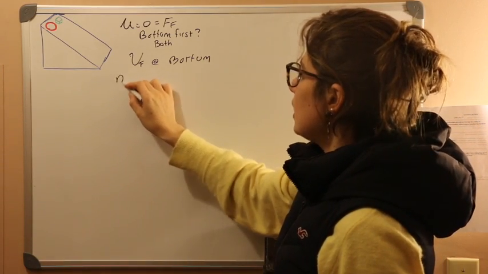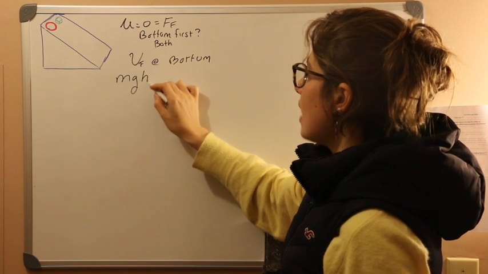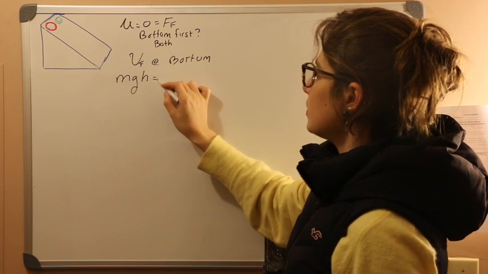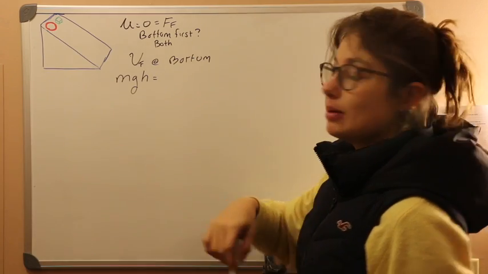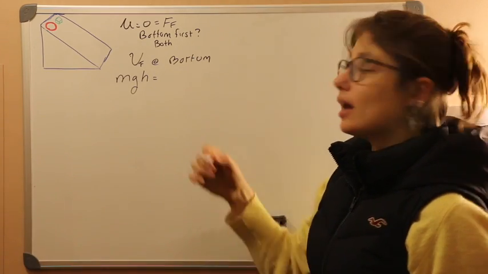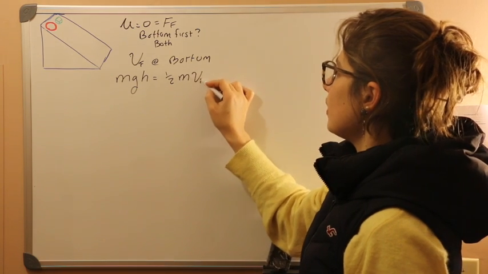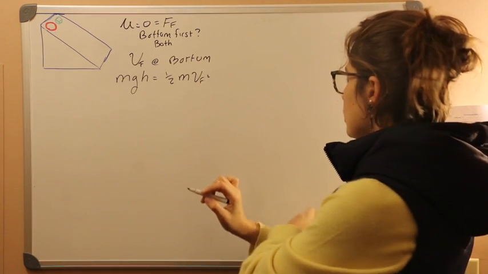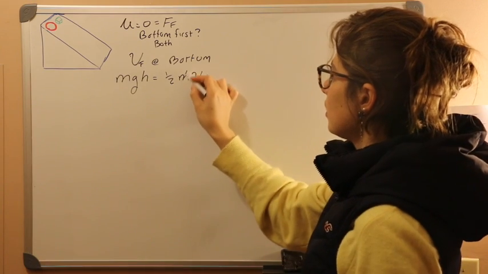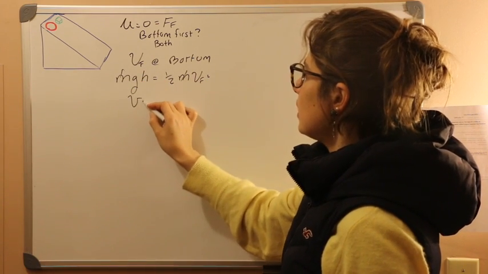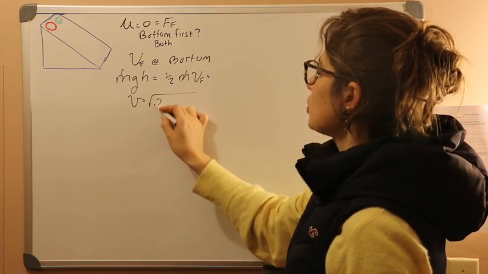So at the beginning, each object, both the cube and the sphere, can be described with potential energy. At the end, because there's no rotation, each one of them only has translational kinetic energy, 1/2 m v final squared. So we can cancel our m's, and we can find the final velocity as the square root of 2gh.